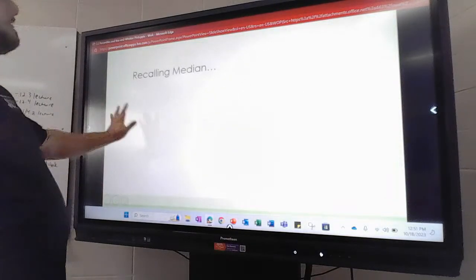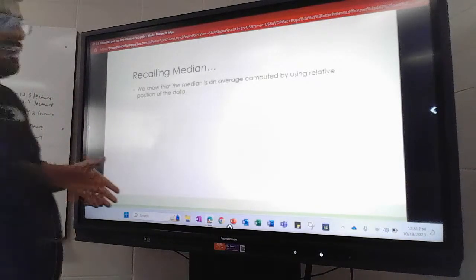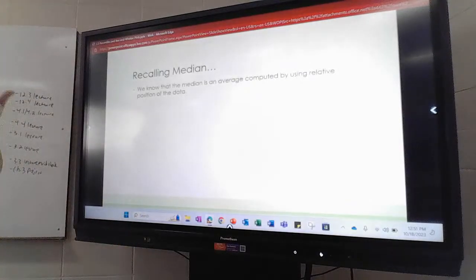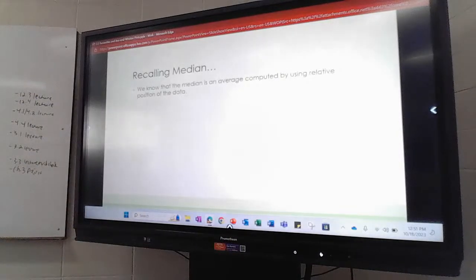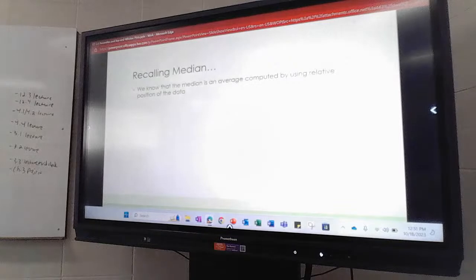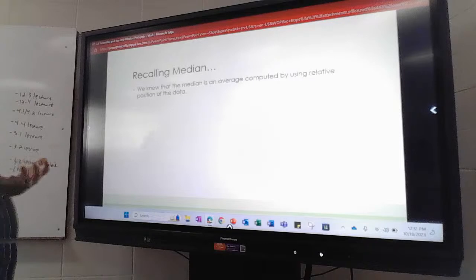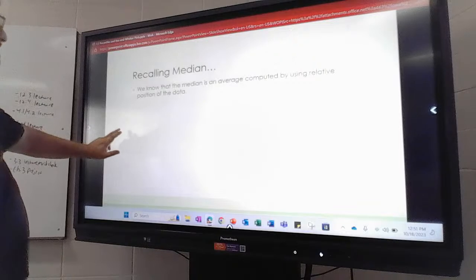All right. So going back to the median, it's the middle of your data, whether it's the middle value if we have an odd number of data points, or the average of the two middle ones for an even number of points. But regardless, median is an average computed by using the relative position of the data. In section 3.1, I mentioned that the median is what's called a resistant measure. And it's a resistant measure simply because extreme values don't really affect it, because it's based on location and not on the actual values of the data itself.